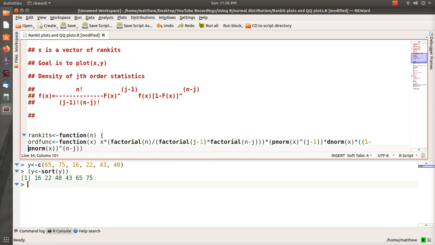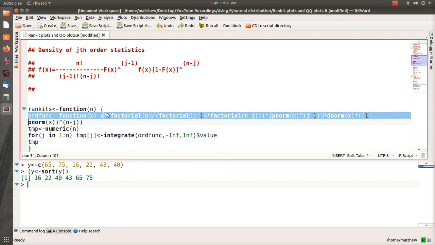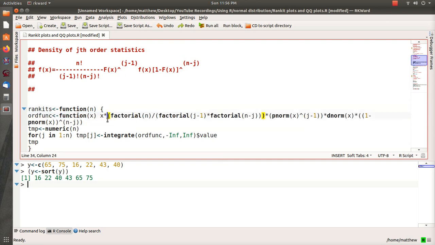Now I have a function here that I call rankits, and in that function it creates a function here. I've highlighted it, which is this density, right? This blue part: pnorm is the CDF raised to the j minus 1, dnorm is the density, and 1 minus pnorm, which is the CDF, raised to the n minus j. So it's the same. I've just put in an extra x because we're taking the mean. And so you need x times that density integrated over all possible values. And so that's what we do in here.